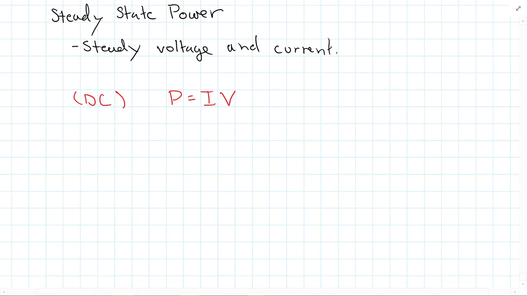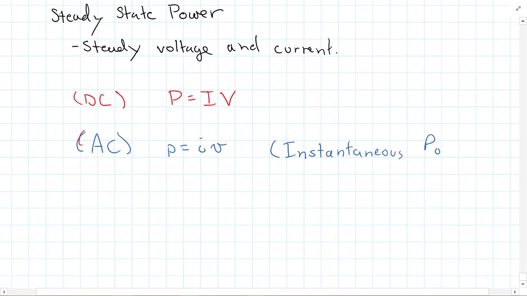Well, for AC, we have the same thing, but I'm going to write these in lowercase letters, i times v, and this is something we refer to as the instantaneous power. It is the power at one precise moment in time.